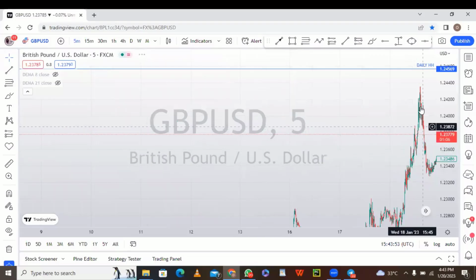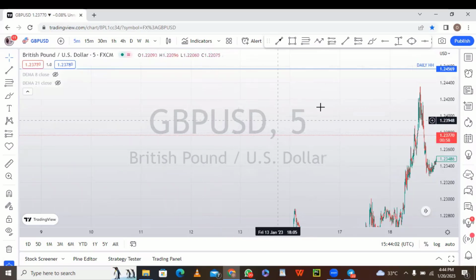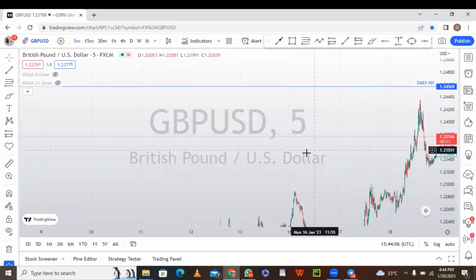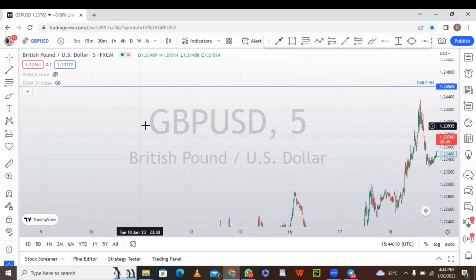What are candlesticks? Candlestick, according to my own personal definition, I can say that it is the language of the market. I'm saying this so that you will know the importance of what this candlestick is representing and why you should pay close attention to them.